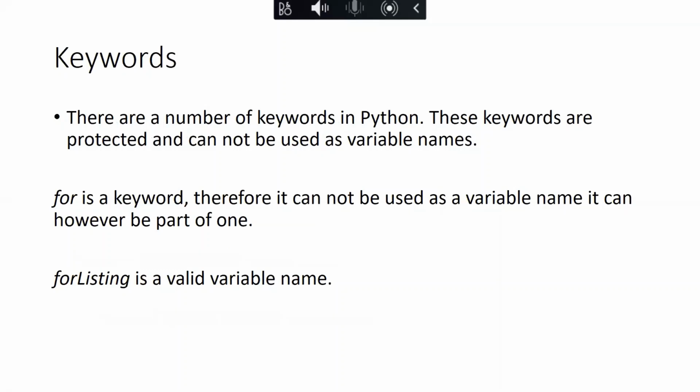There are a number of keywords in Python that have special meaning. These keywords are reserved and cannot be used as variable names. For instance, for is a keyword. This means it can't be used as a name in your script. It can, however, be a part of one. For listing is a valid variable name.